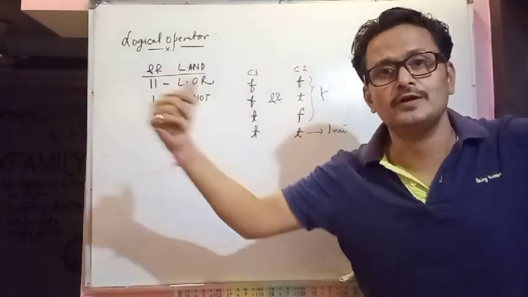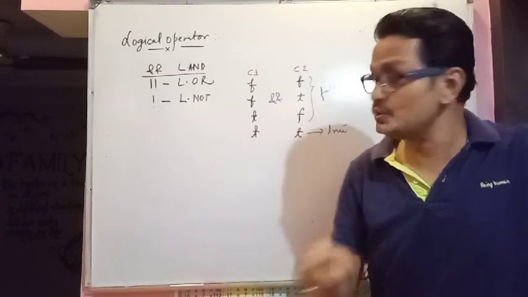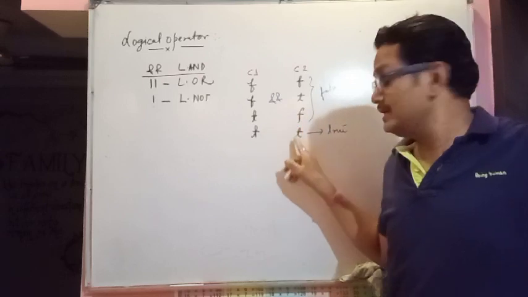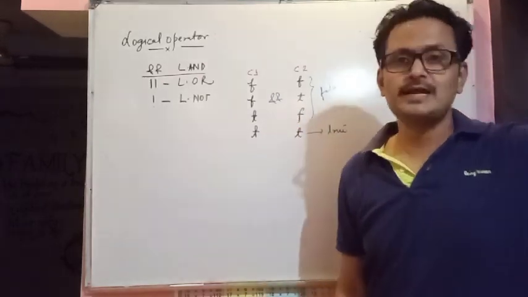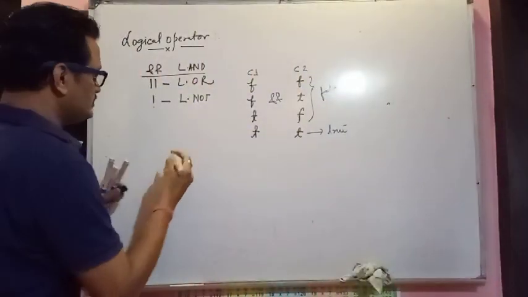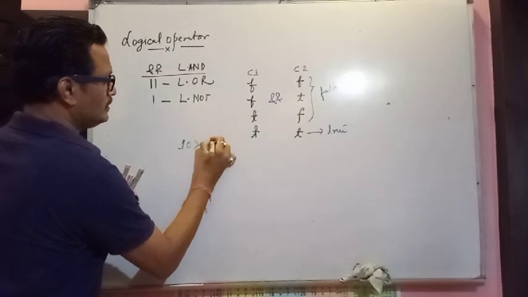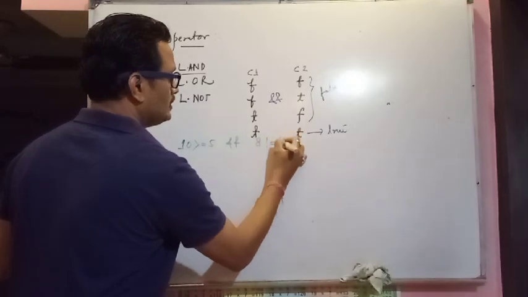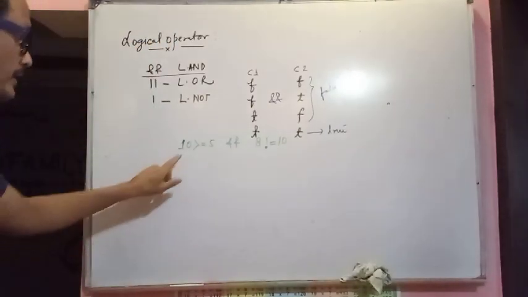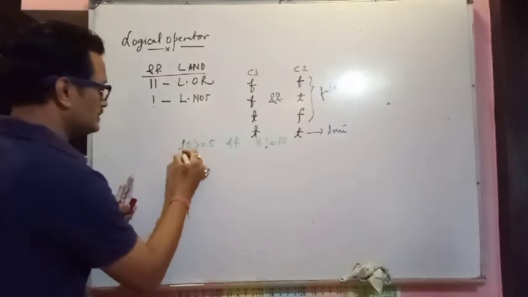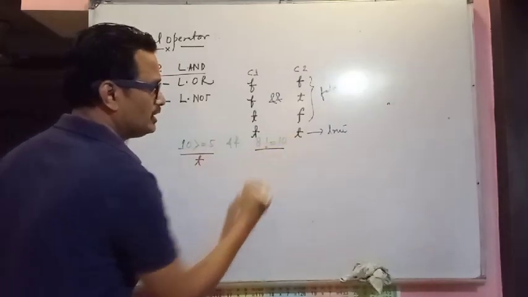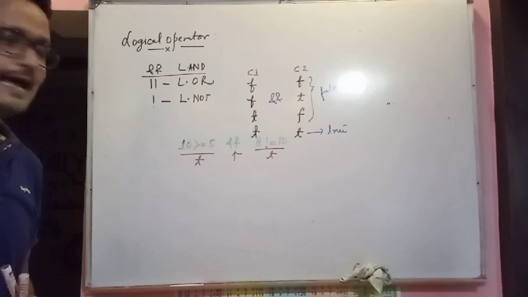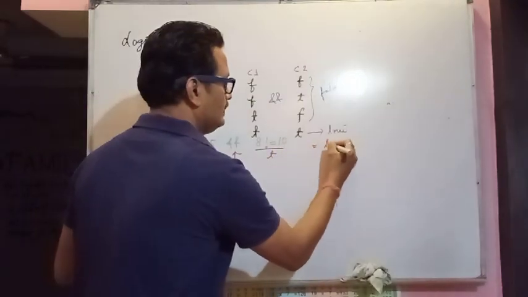Directly, what will the answer be? False. But if the first condition is true, then it will check another condition. If this condition is false, then it will return false. And if this is true, then it will return true. For example, suppose here is 10 greater than equal to 5 and 8 is not equal to 10. Now listen, 10 greater than equal to 5: is this condition true or false? This is true. And 8 is not equal to 10. Yes, this is true. And what are we using? You are using logical AND. Your answer will be what?